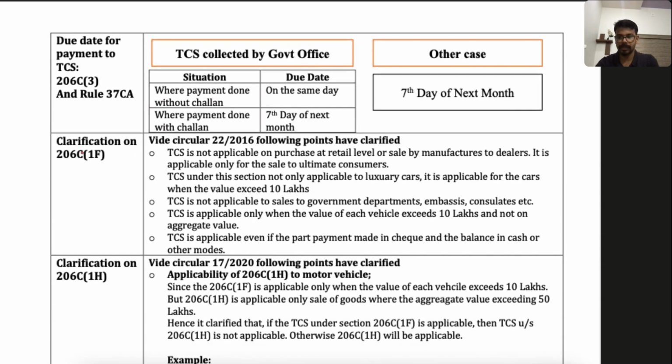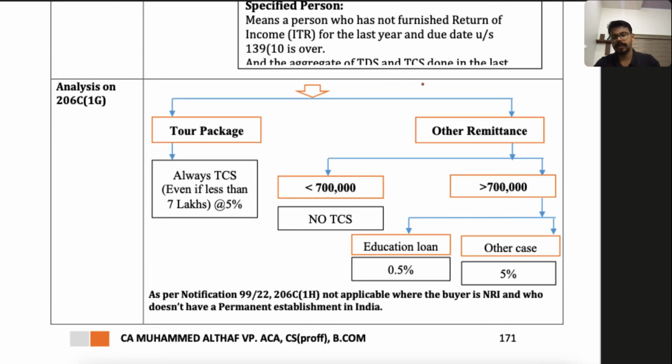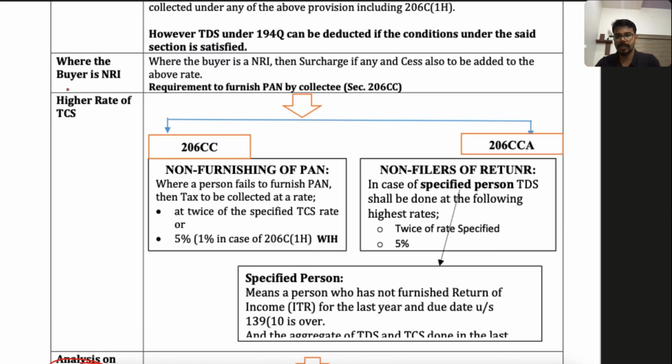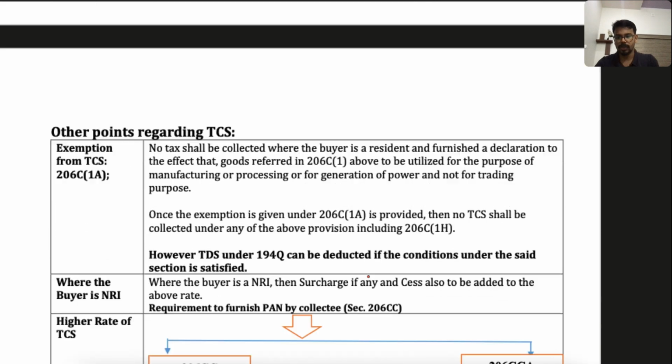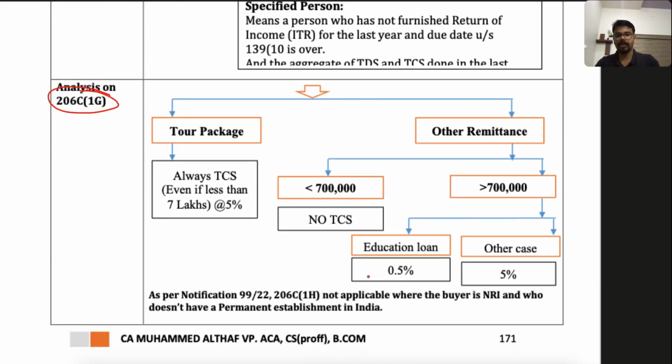What is the amendment? A small amendment on 206C(1G). 1G is the one on foreign remittances, right? They have to collect these taxes. The amendment they brought in is that when the buyer is an NRI who does not have a permanent establishment in India, then 206C(1G) is not applicable to payment to an NRI. That is the other amendment they have given in TDS and TCS.